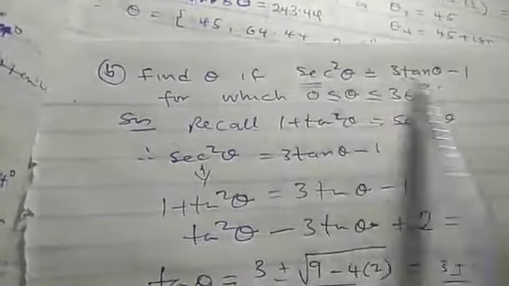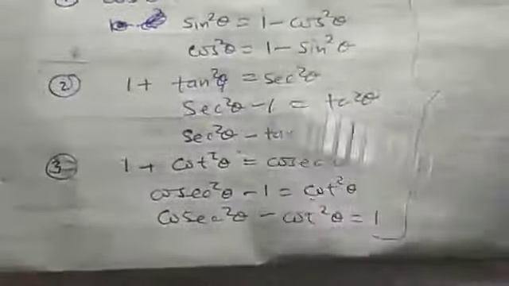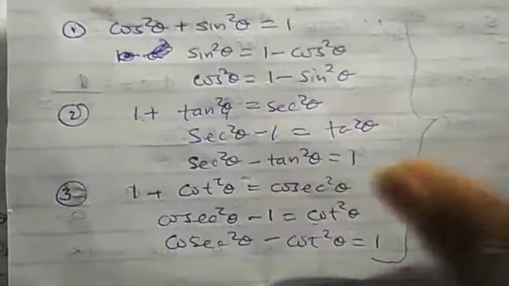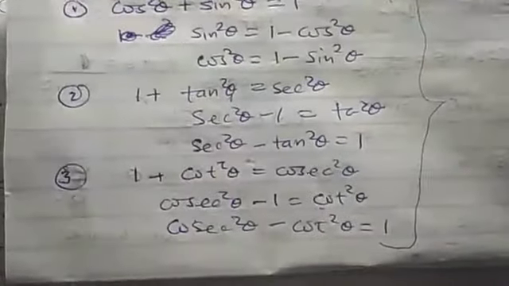These are the values of theta that will satisfy this equation in this range. Now let's move to trigonometry identities. We have 3 questions on trigonometry identities here. These are the formulas we'll be using for these questions. Now let's consider some examples.